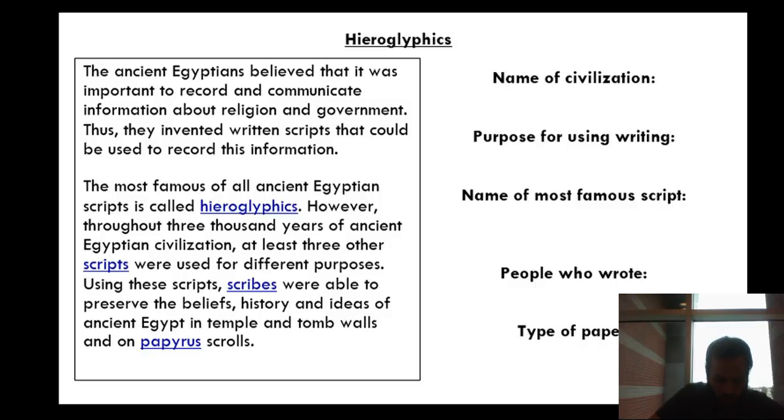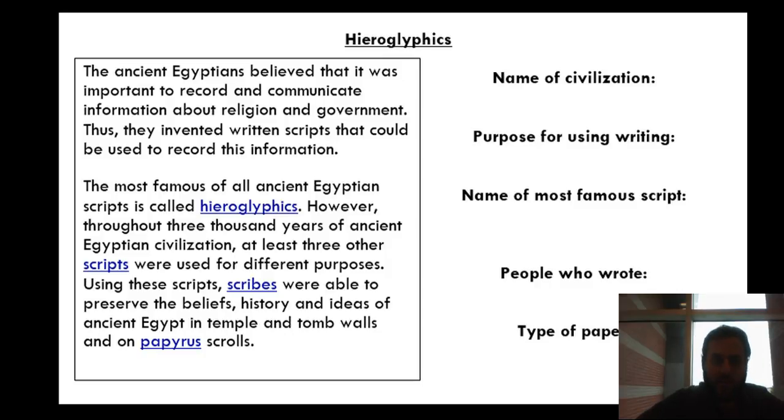However, throughout 3,000 years of ancient Egyptian civilization, at least 3 other scripts were used for different purposes. Using these scripts, scribes were able to preserve the beliefs, history, and ideas of ancient Egypt in temple and tomb walls and on papyrus scrolls. If you need to reread the paragraph, go ahead and do so, but your job now is to answer the questions to the right. We're going to do number 1 together.